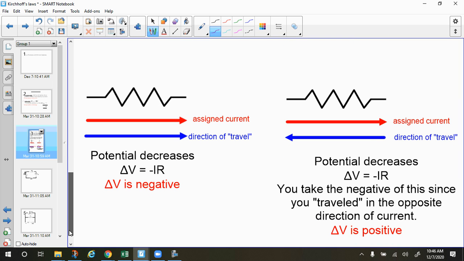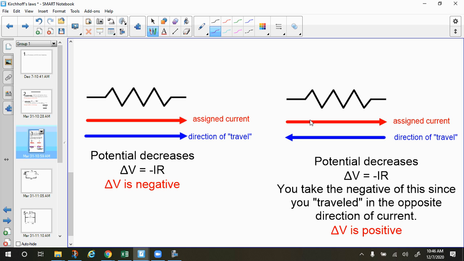For resistors, these can be kind of tricky. You should have 2 arrows for every resistor. One is your assigned current that you did in step 2. Then the other one is your direction of travel arrow. If those arrows are the same direction, then you are going to have a decrease in potential when the current goes through the resistor. Those charges are losing energy as they go through the resistor. So you're going to have delta V be negative. So you're going to have negative IR when you write out your equation.